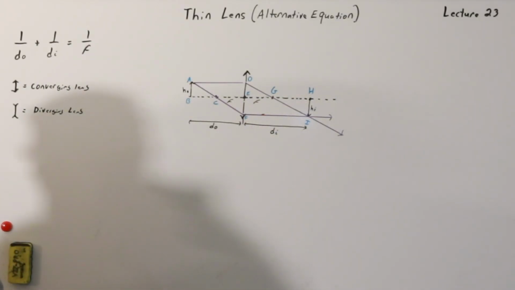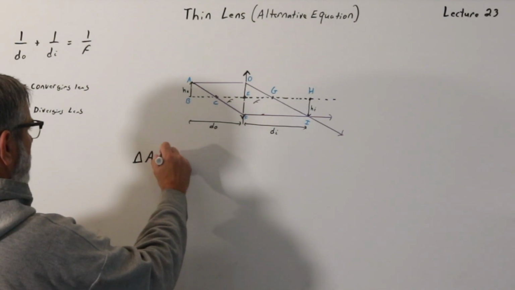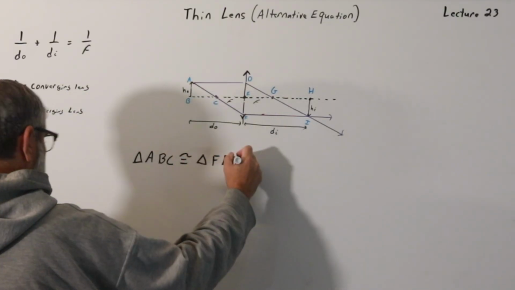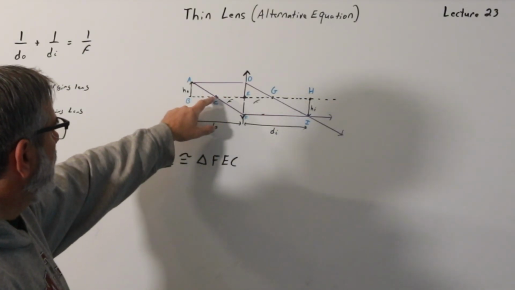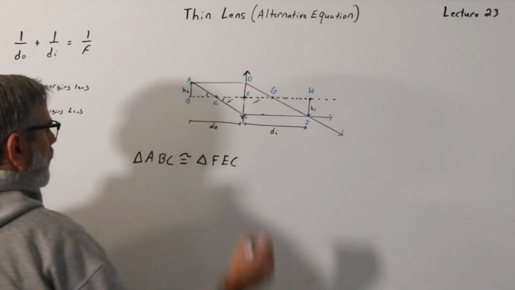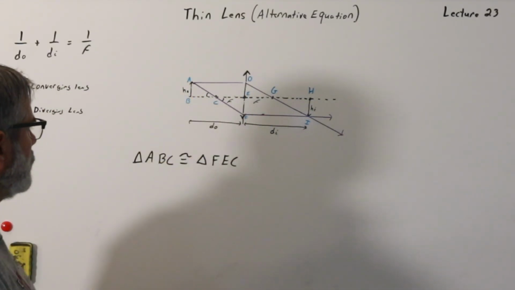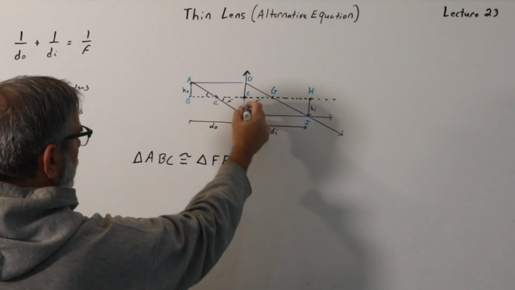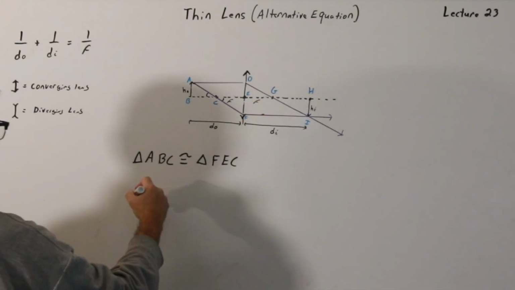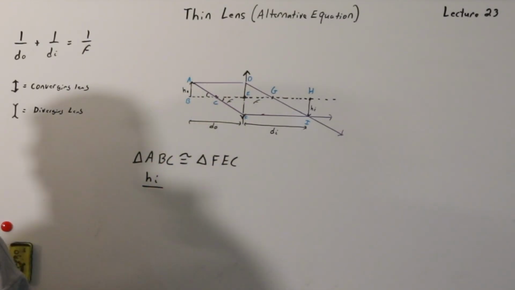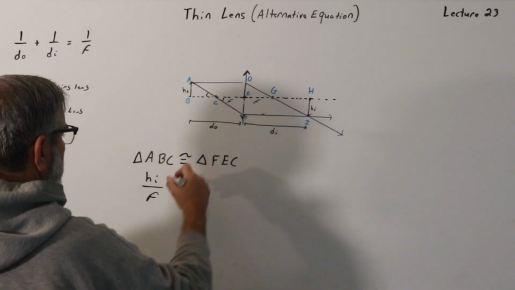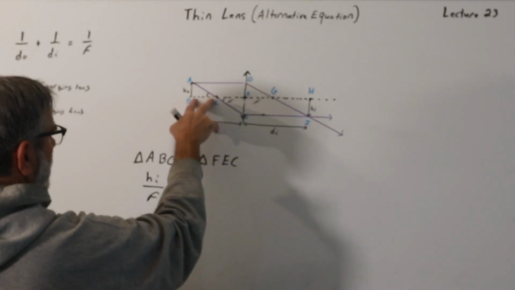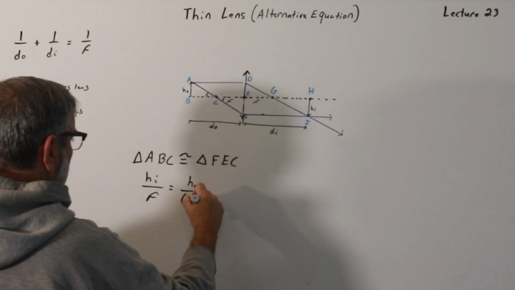But I want to point out a couple of similar triangles here. The first one is the triangle ABC, which you will notice is similar to triangle FEC. You can see that this angle here is opposite this angle here, and so this being a straight line makes these two triangles similar. Now what does that mean for us? Well, that means that we can write that the height here in FEC, this distance, is hI. So we can write that hI over f, that's this distance here, so this over this, is equal to hO over dO minus f. It's this little distance right here, right? So this is dO minus f.